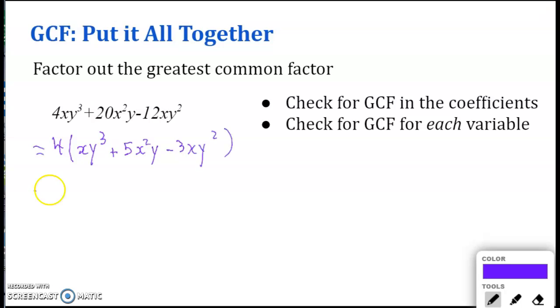And now I am looking for the variables in xy cubed, x squared y, and xy squared. I hope you're starting to see that I see at least one x in each of them, and at least one y. So that means I can take out x and y as well, and that leaves me with y squared plus 5x minus 3y. Again, you can multiply this back out using the distributive method to make sure that you're getting the same answer as what you started off with.